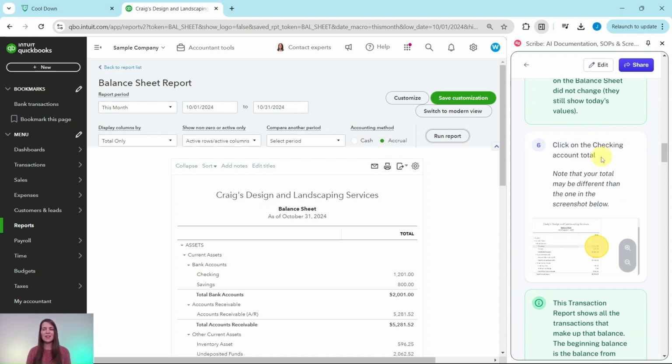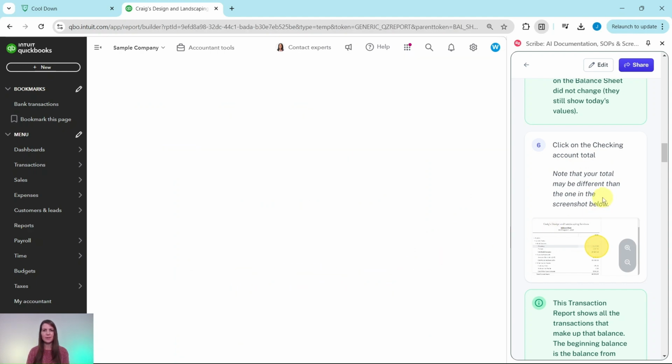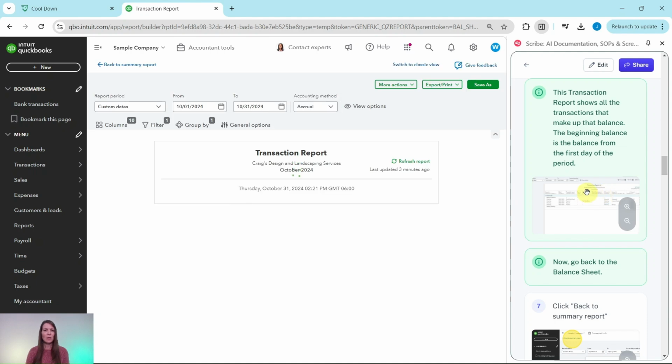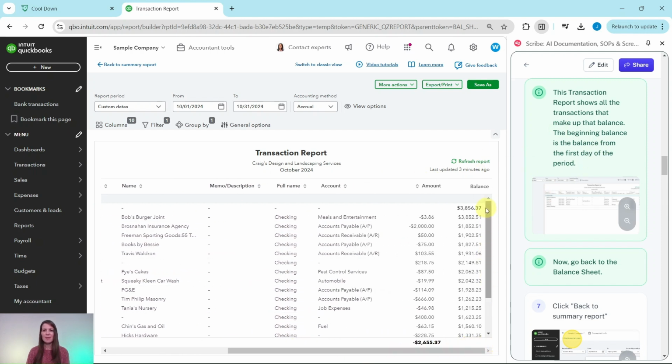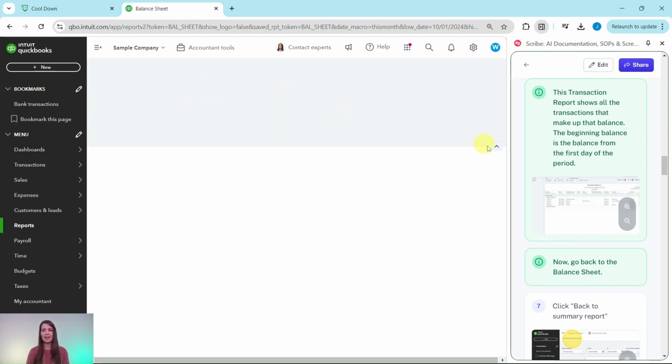Let's go ahead and click on the checking account total. So that is this right here. Here is checking. Go ahead and click on that total. And once you do, you will see this transaction report. Now, this shows all of the transactions that make up that balance. The beginning balance, this one right here, is the balance from the first day of the period that we can see right here. So let's go back to the balance sheet by clicking on Back to Summary Report. So go ahead and click on that.